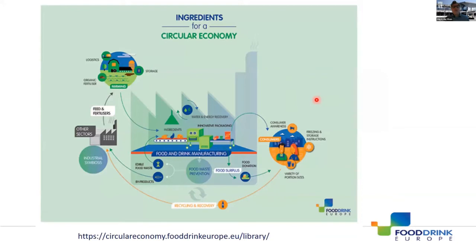But from a food perspective, we have lots of different other options. We have the sectors here, the food sector, where we try to produce feed and fertilizers. We do the farming. We have organic fertilizers, storage, etc. But within the food industry, there are many different things that can be done. Innovative packaging. We can reuse food waste. Try to prevent food waste. Make use of the food surplus. And also at the consumer end, there are things to do from a circular perspective.